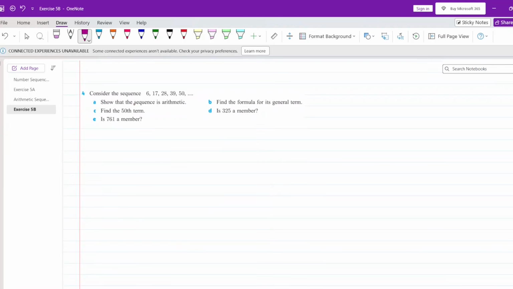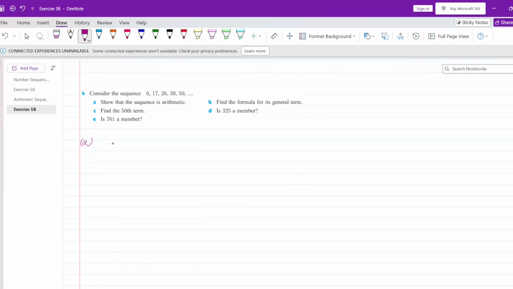Consider the sequence 6, 17, 28, 39, 50. Show that the sequence is arithmetic. So to show whether the sequence is arithmetic or not, we need to find the difference between every consecutive term. And if that difference is the same throughout, then we can say that the sequence is arithmetic.